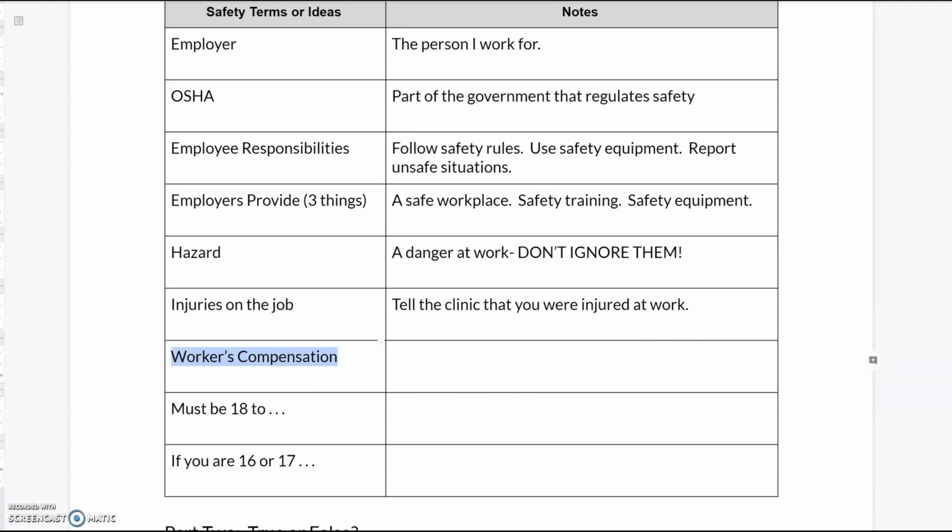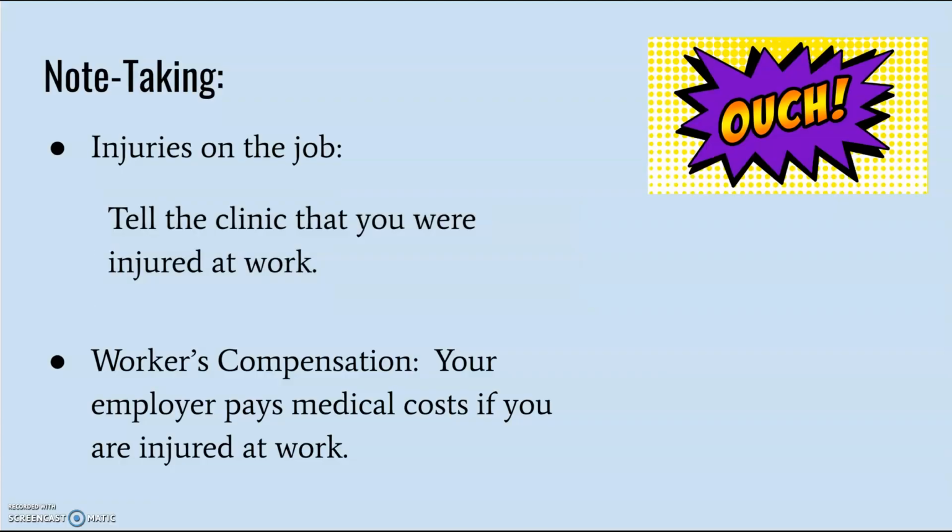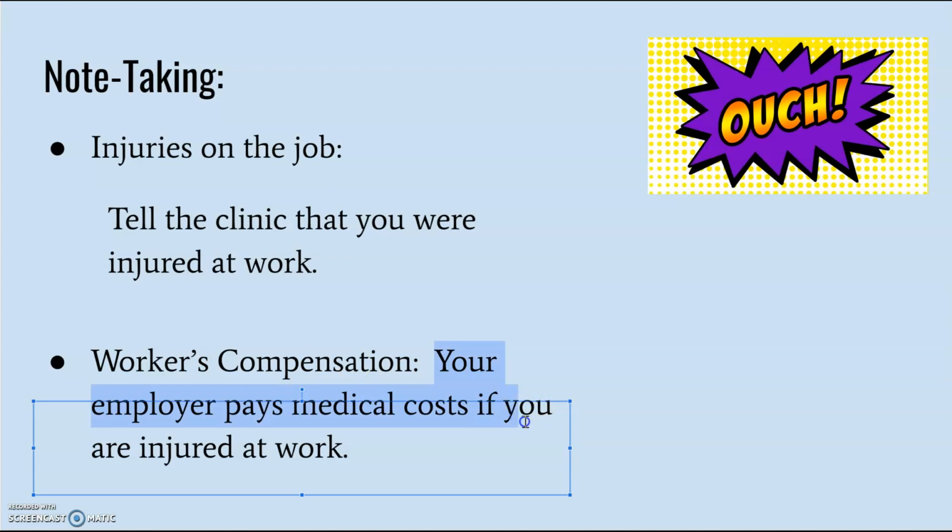Workers' compensation. Maybe you've heard of this before. Workers' compensation means your employer pays the medical costs if you are injured at work. So you have to say, hey, I was injured at work, so that the right people pay for your medical care. I don't know if you guys know this, but going to the doctor is very expensive. Even getting that little stitch is hundreds of dollars. So it's very, very important that the right person pays for it.